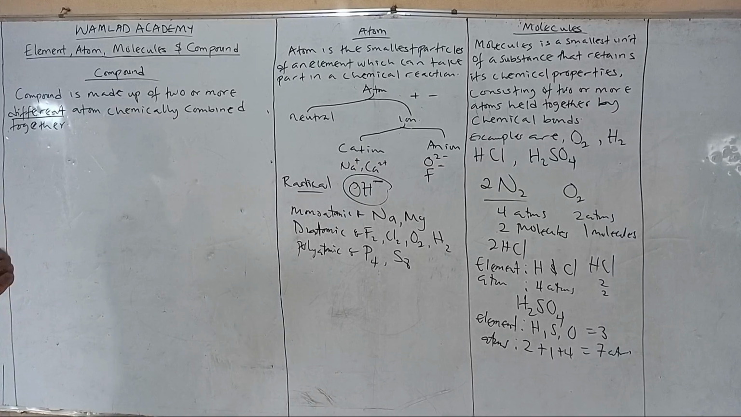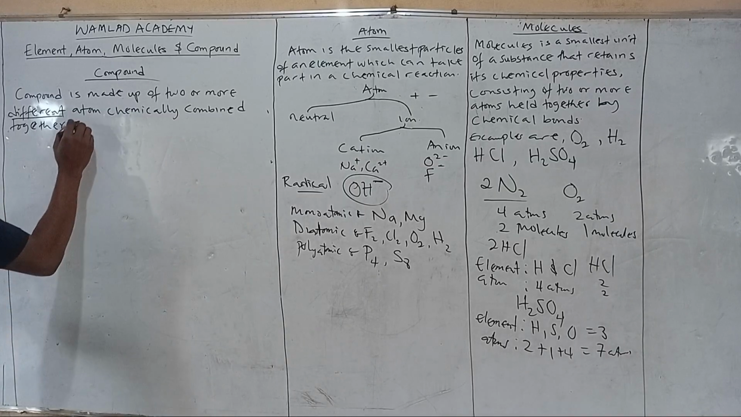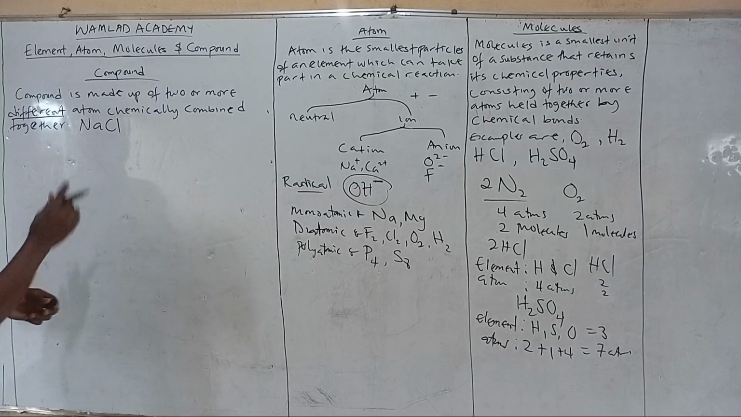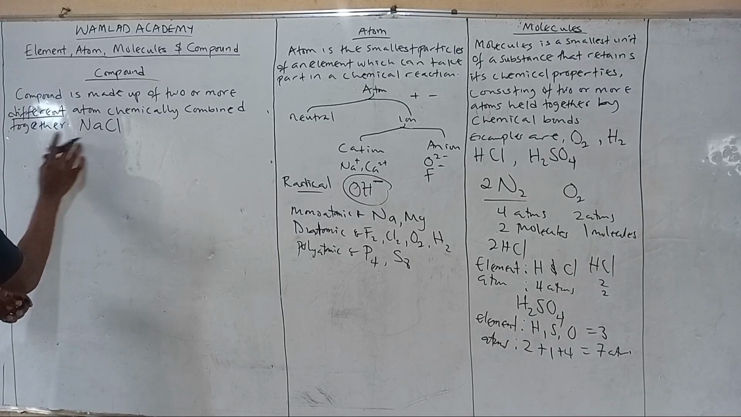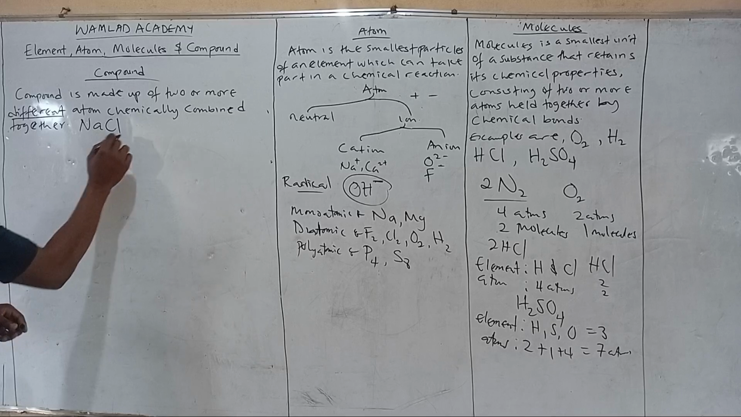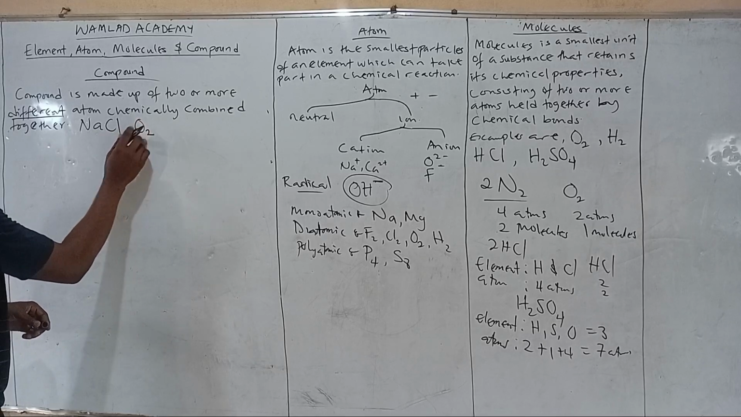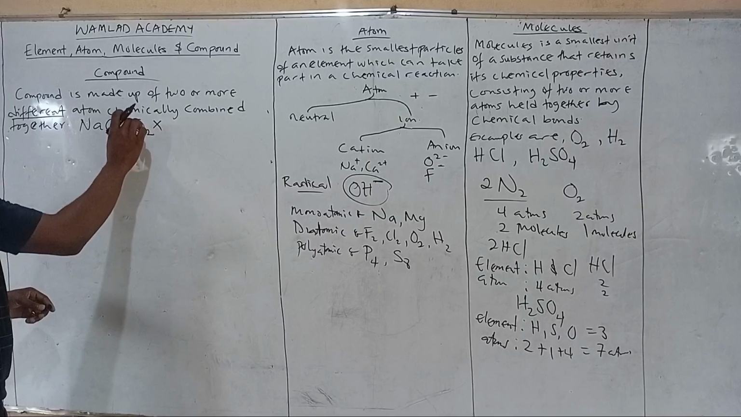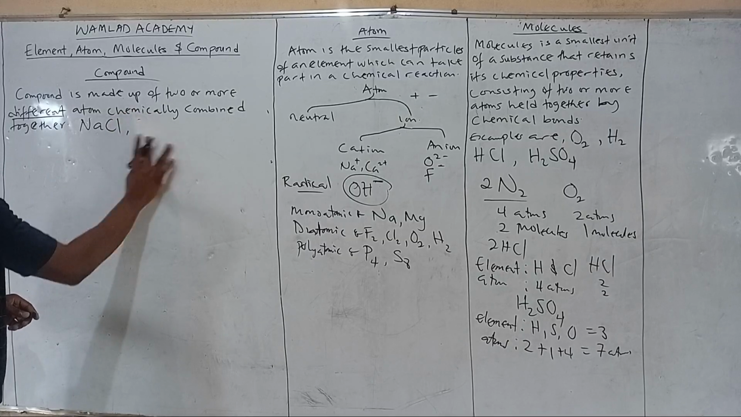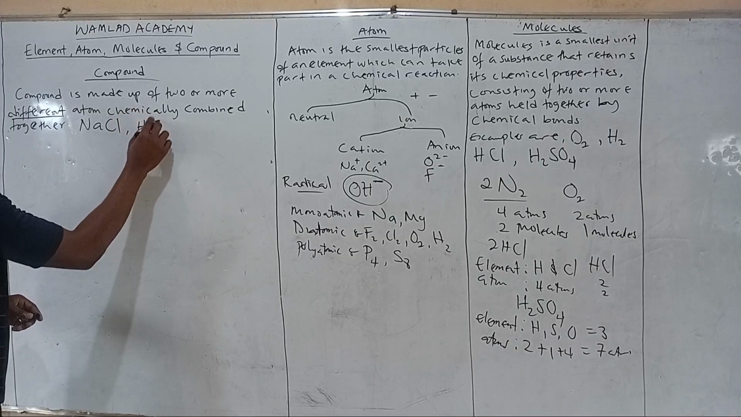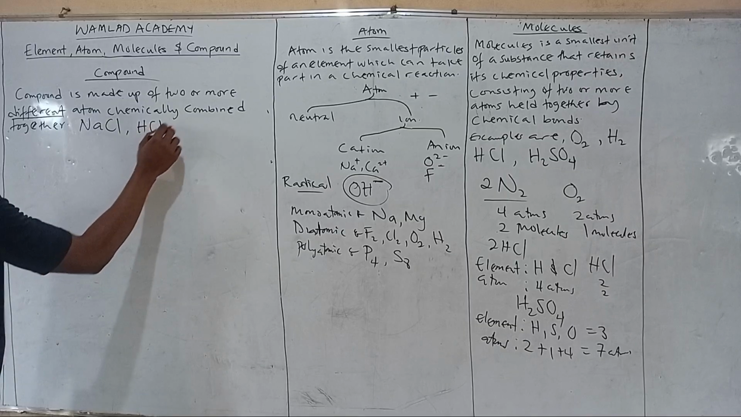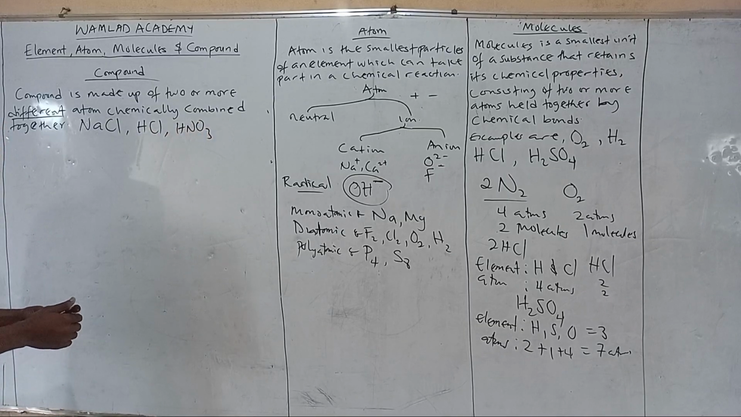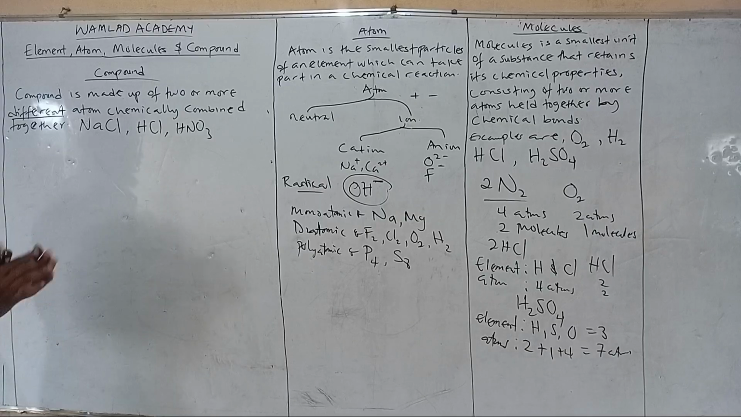For example, you have NaCl. This NaCl is a what? Is a compound because it's made up of two different atoms, sodium and what? And chlorine. Then you have oxygen gas. This one is not a compound. It's not a compound because it's made up of the same atom. But let's say you have HCl, it is a compound. If you have HNO3, this one is a compound because it is made up of two or more different atoms.